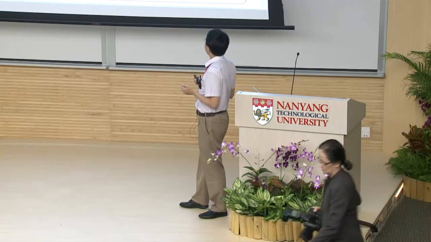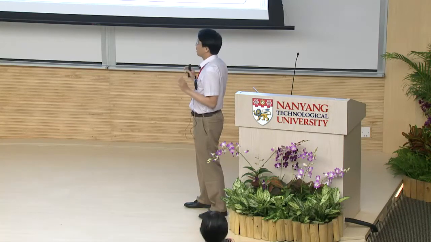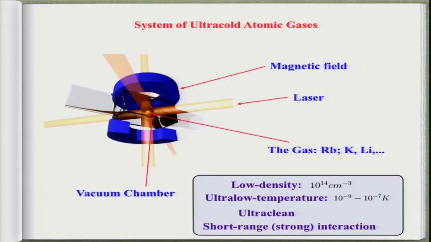We have these very low density atoms which are trapped in this vacuum, and the temperature is also very low in order to reach the quantum degeneracy of these gases, but the system is very clean and you can control the interaction between the particles.